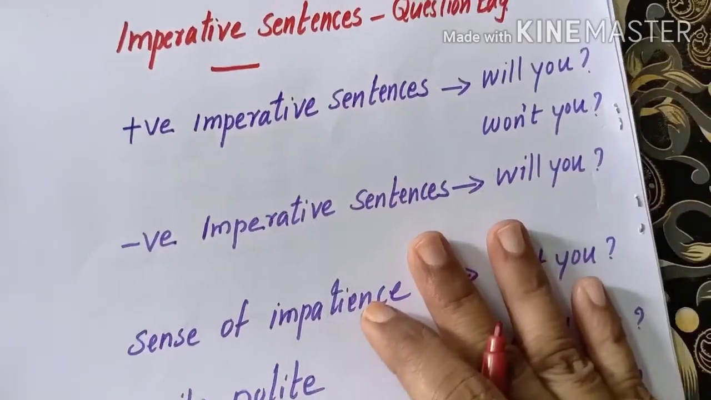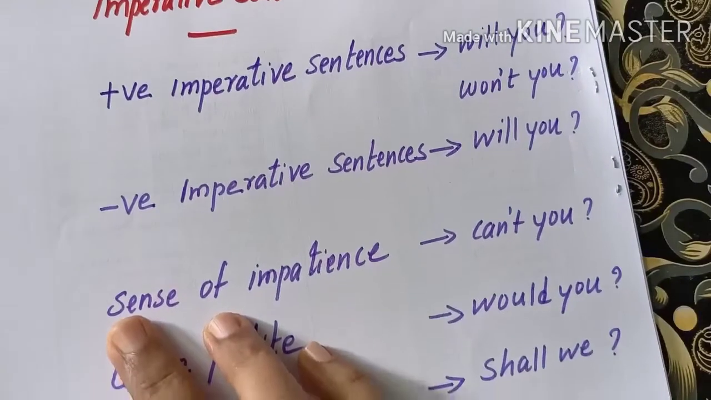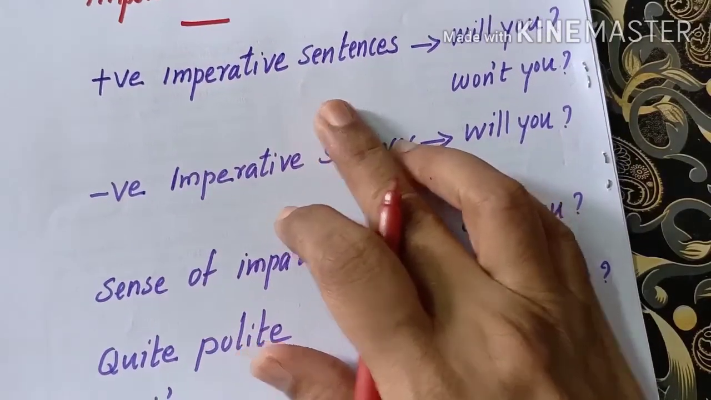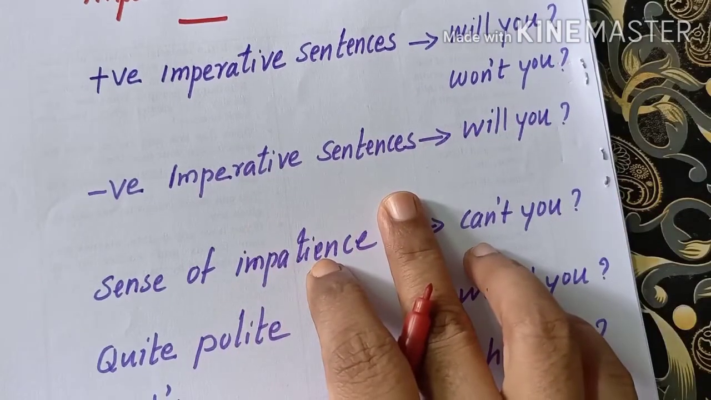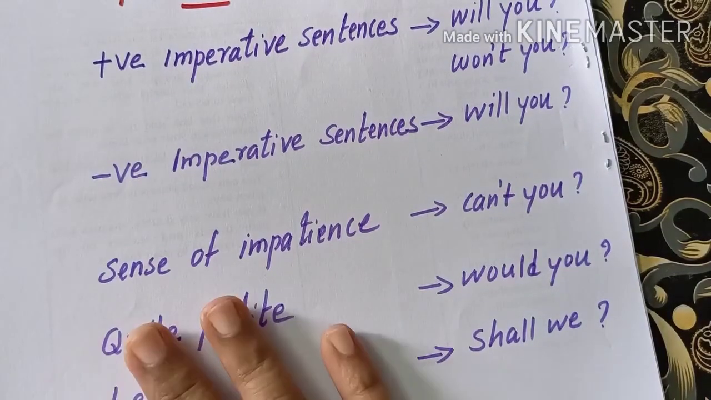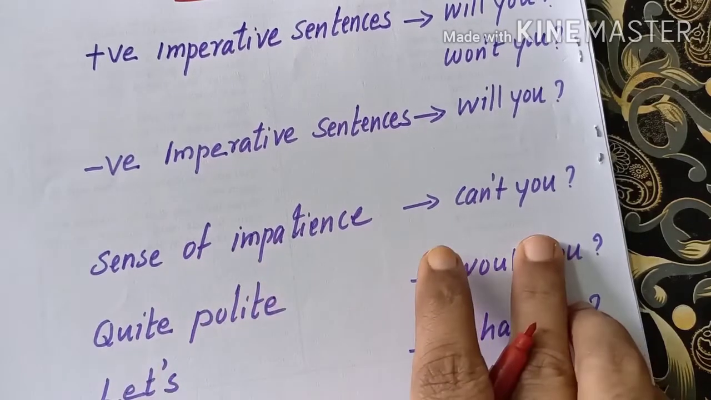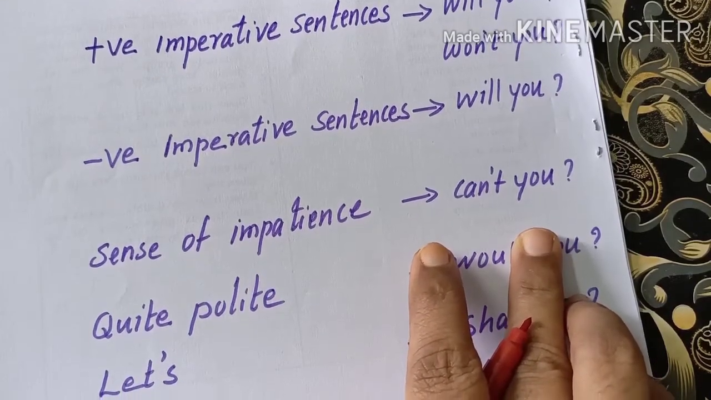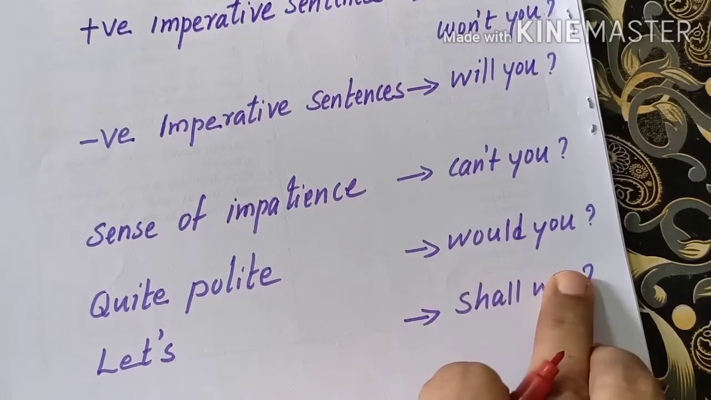Shall we start then? These are the conditions you should remember when you are writing the question tag for imperative sentences. First of all, if it is a positive imperative sentence, you can use either will you or won't you. For negative imperative sentences, we will use will you. If you want to show a sense of impatience, we will use can't you as a question tag. And to make it more polite, we will use would you.